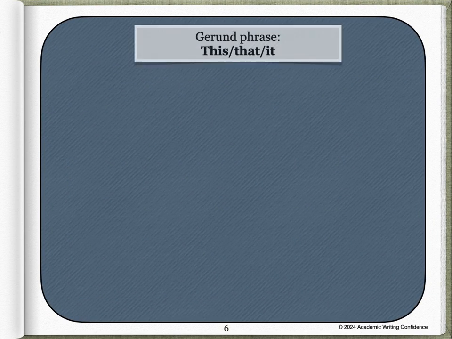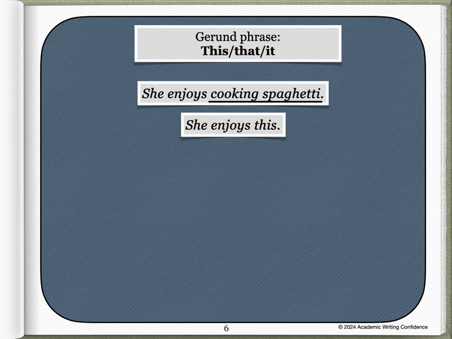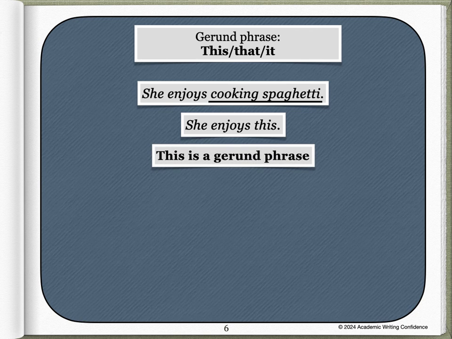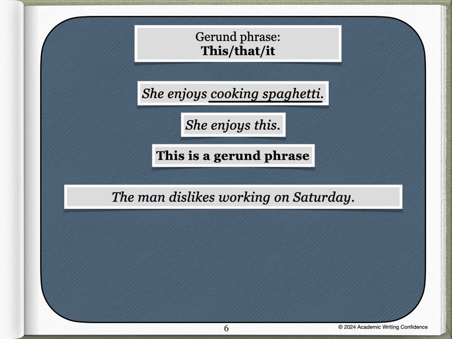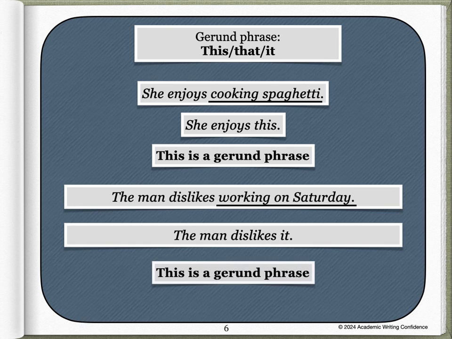Just a few more examples before we have a quiz. She enjoys cooking spaghetti. Our phrase is cooking spaghetti. We can try to replace the phrase with the word this. She enjoys this. It makes sense. So this is a gerund phrase. The man dislikes working on Saturday. Let's replace the phrase with it. The man dislikes it. Yes, this makes sense. So this is also a gerund phrase.